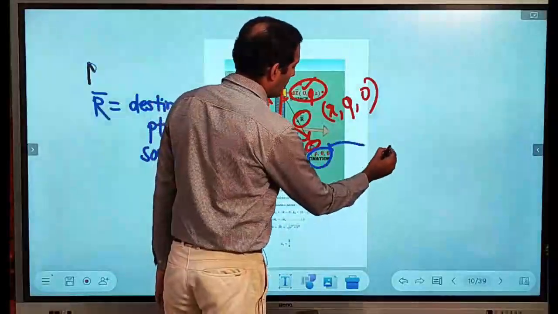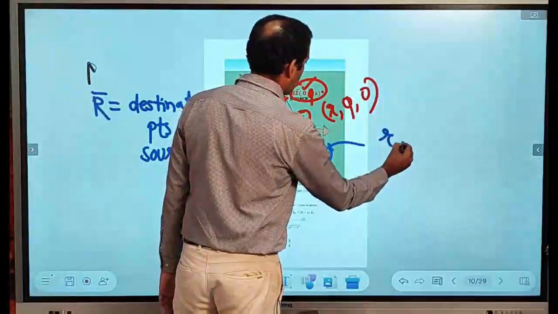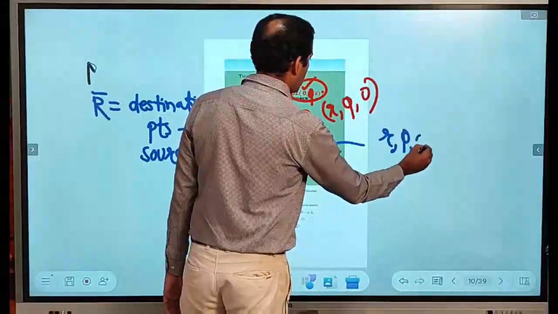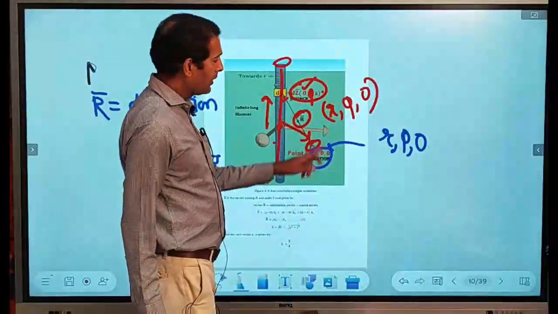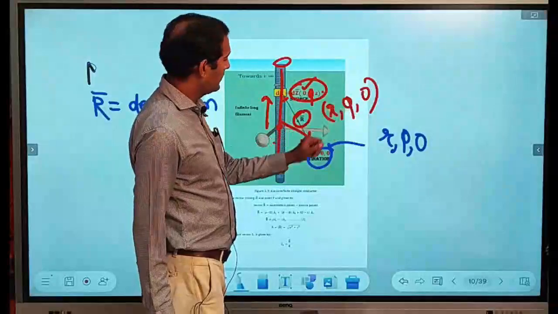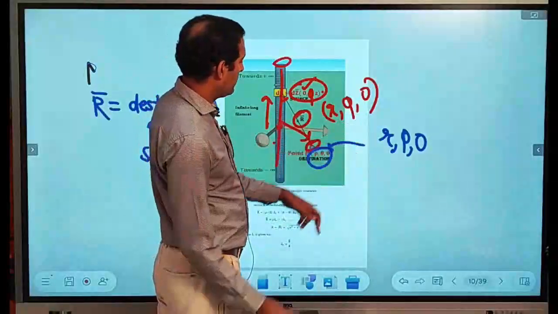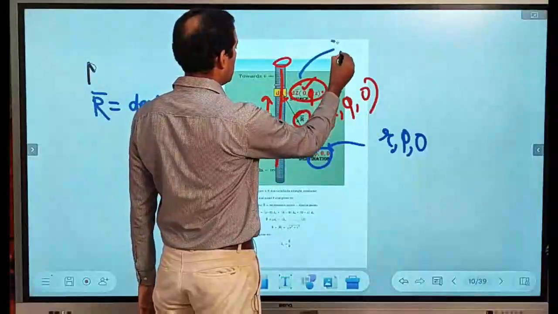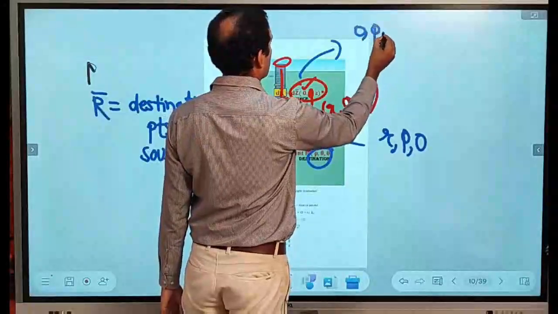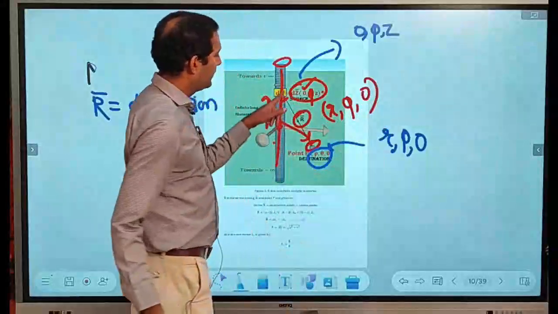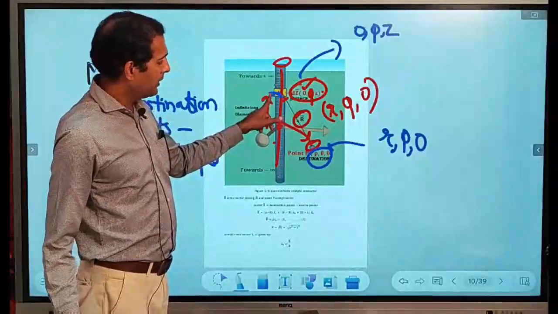What are the destination points? Destination points are, say, R, phi, 0. What are the source points? R, phi, sorry, these are same, R, phi, 0. What are the destination? Sorry, source points? 0, phi and z at this place, right?